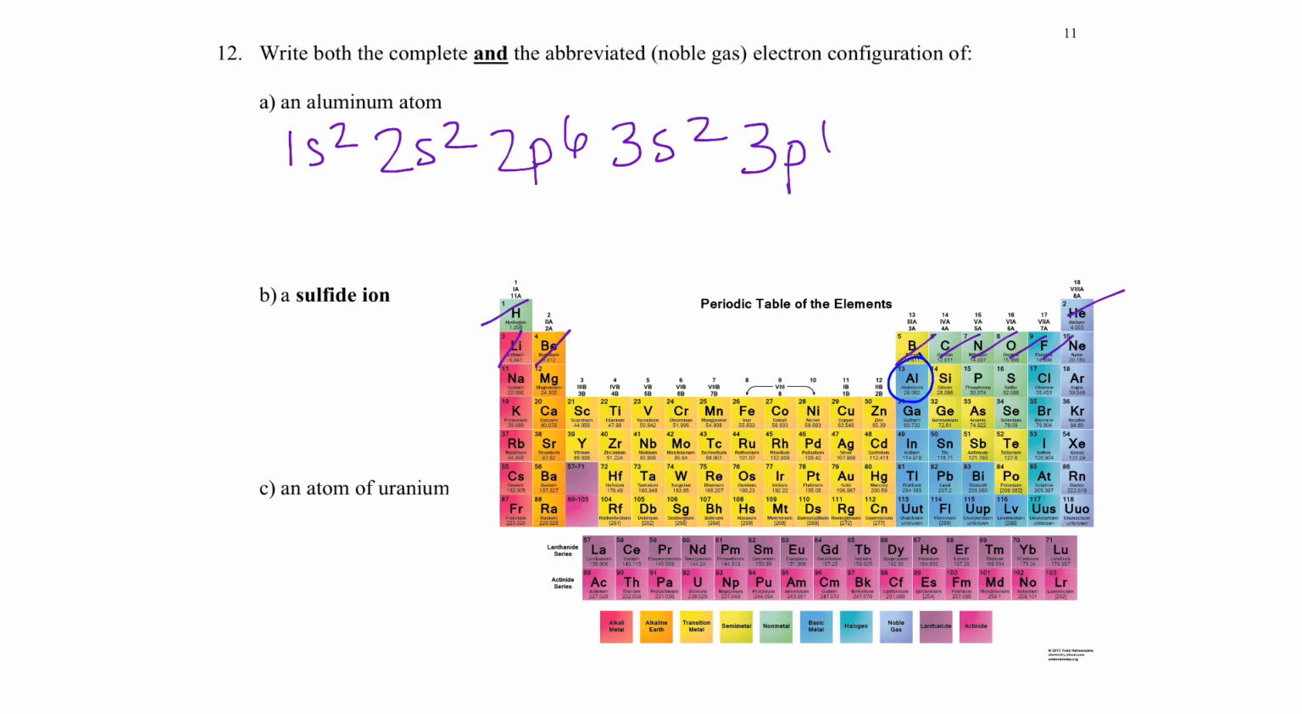Keep in mind, we mentioned that a way to check your work is, if you add up all of these exponents, they should equal the atomic number, so they should equal 13 for aluminum, which they do. Okay? The next one, let's skip to C actually for a moment.